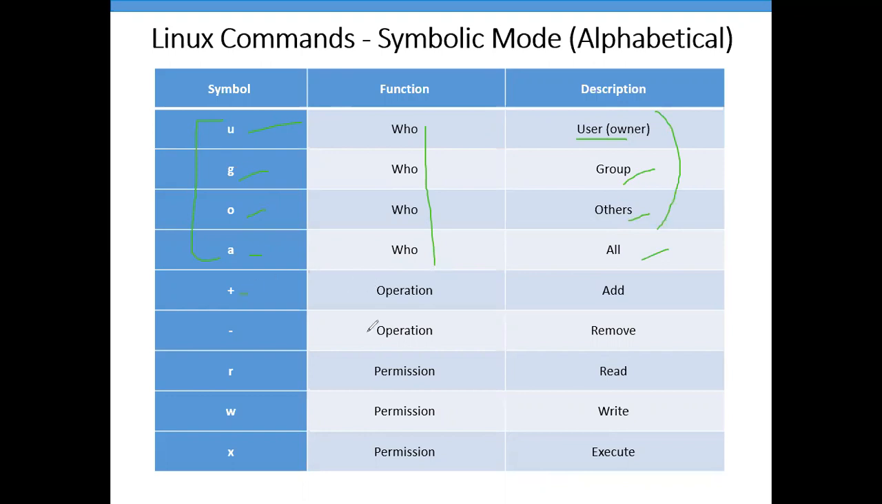Plus, now I am getting to the operation. Plus means adding the permission. Minus means removing the permission. Now, what permissions are we providing? R, W, X: read, write, execute. So first we go with the level, then this symbol, and then the permission characters. With the help of these symbols, we are providing the permissions with these characters.